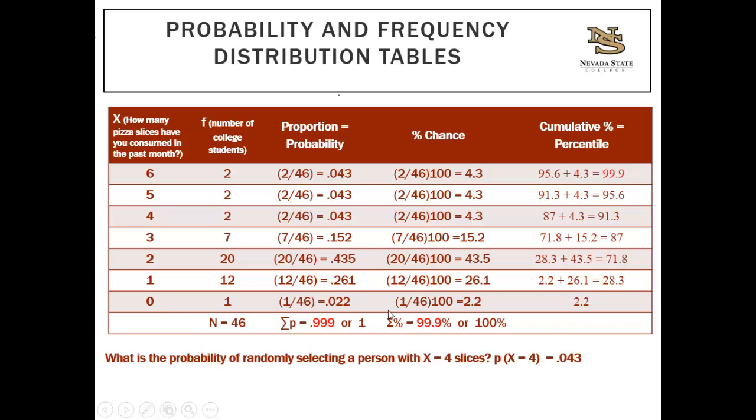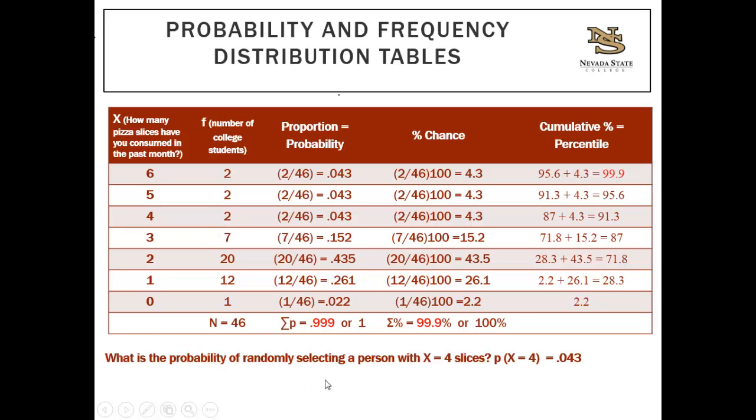So I review this because the interpretation of the unit normal table is often based on percentiles. So it's important for you to understand the concept of percentiles. The percentile just tells you the percentage of scores less than or equal to a specific score. So you can answer several questions with this table that you wouldn't necessarily be able to answer if you just had raw data on a screen.